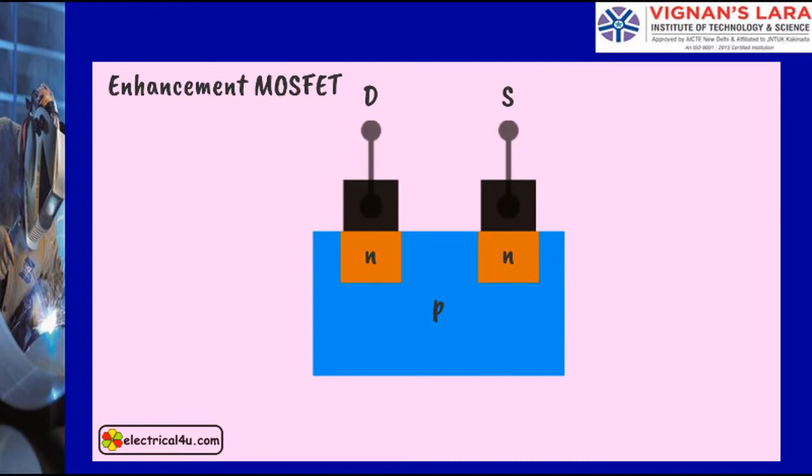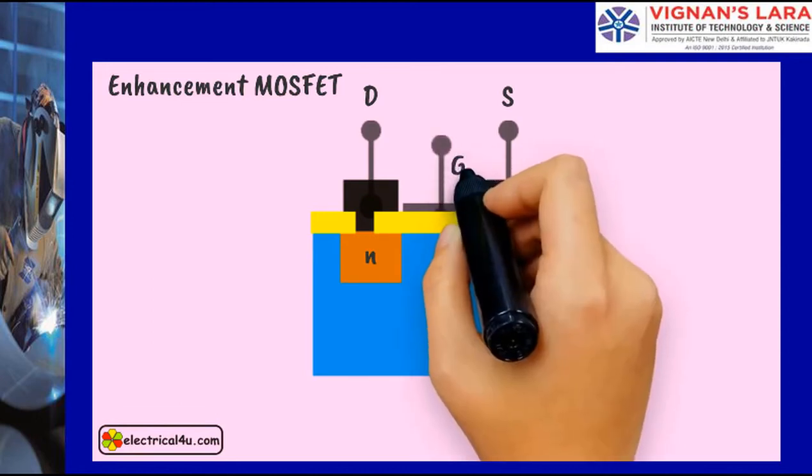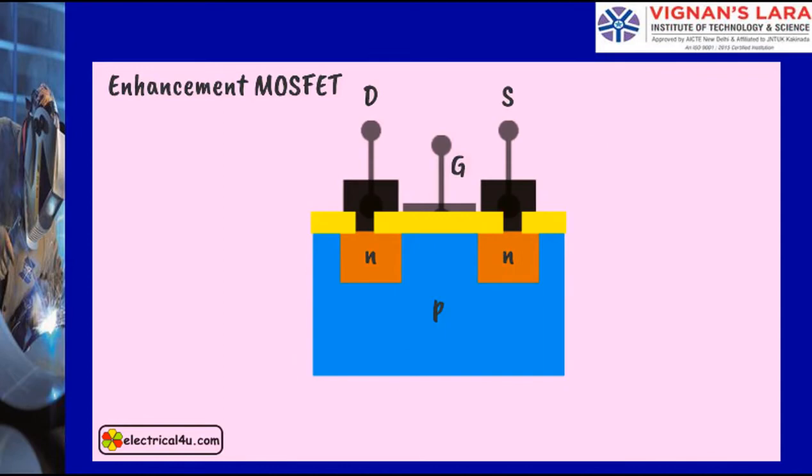There is no previously created N channel between drain and source. The entire surface is coated with a silicon dioxide layer as insulation. The gate contact in the form of a metallic plate is placed on the silicon dioxide layer. The gate terminal is projected from the gate contact plate as shown.